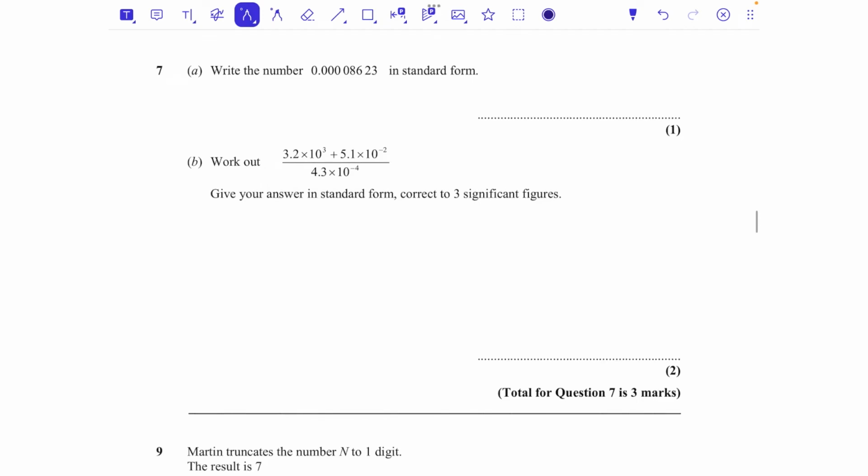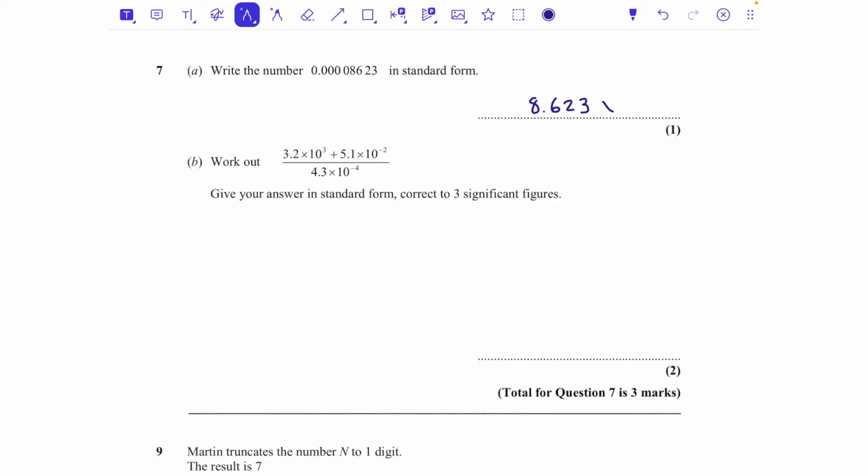Okay, question number 7. Write the number 0.00008623 in standard form. So we're going to take the digits 8.623 because we have to have a number between 1 and 10. We can equal 1, but we can't equal 10, but it needs to be between them.